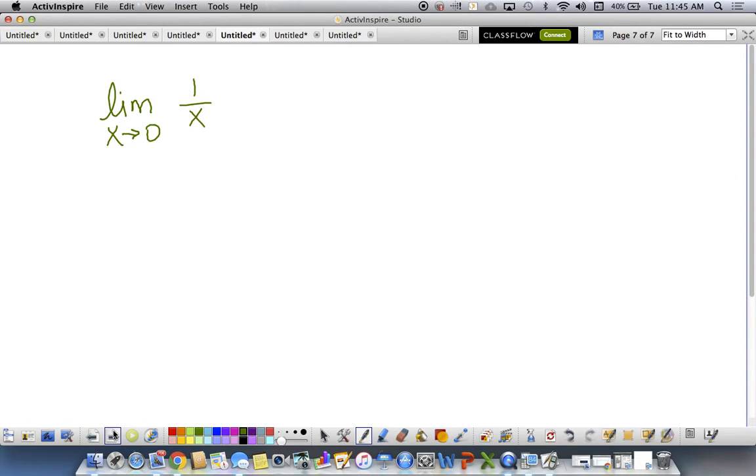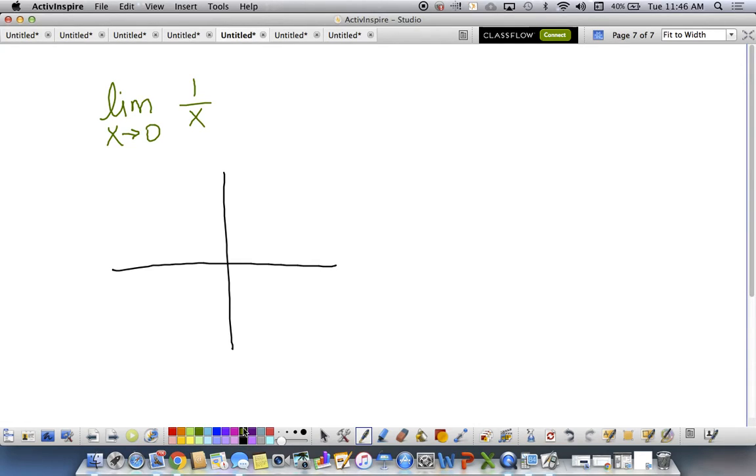So if I asked you to find the limit as x approaches 0, now we're looking at limits as we're approaching an asymptote. Is there an asymptote? Yeah. Where? At x equals 0, correct? So if we look at the graph of this, we have definitely done this before. We're just going to look at it a little differently now.